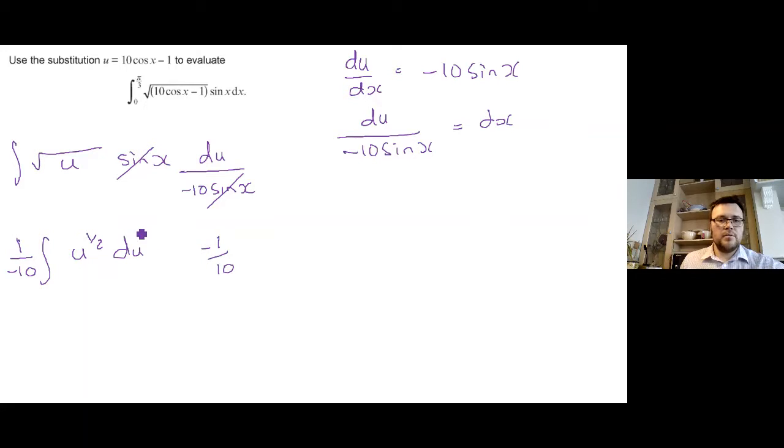That is equal to minus 10 times, you increase the power and then you divide by the new power. I'll put the plus c in a second. So then the 2 is going to go up on top, and that's going to be 3, so that's going to be minus 1/15 u to the 3 over 2, and that's going to be plus c.